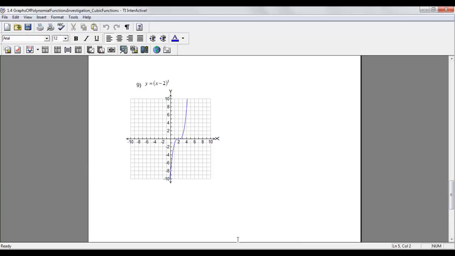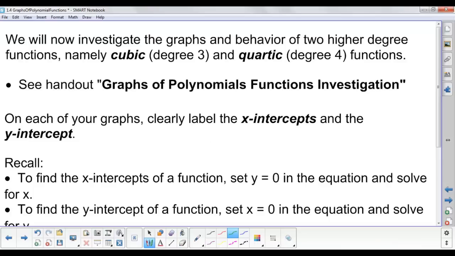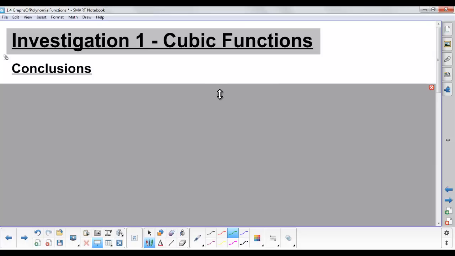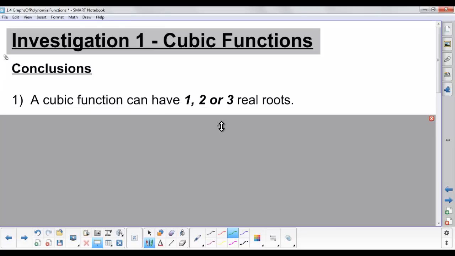Okay, so now that you've seen all of these graphs, let's make a few conclusions about each one of them. First we're going to talk about the number of roots a cubic function can potentially have. A cubic function, as you saw in the previous graphs, can have 1, 2, or 3 real roots. It can never have 0 roots.